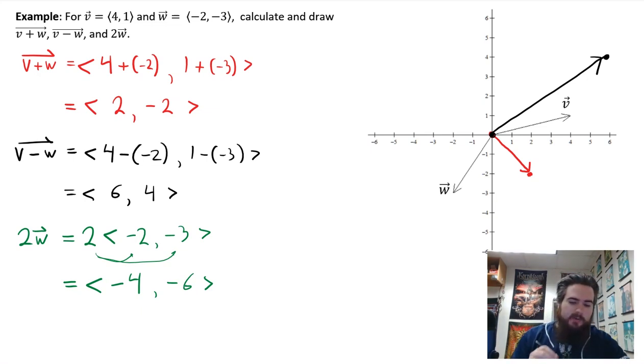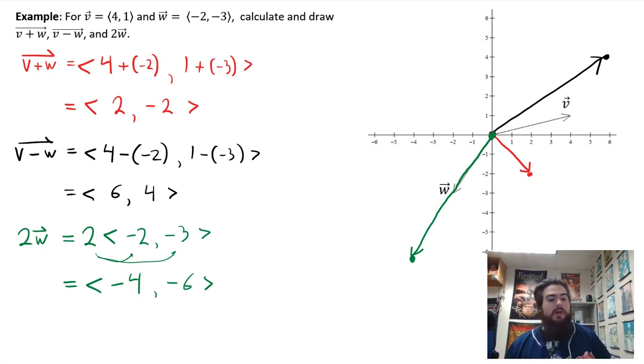Lastly, we have 2w. 2w is -4, -6, so that is going to end up down in quadrant 3 if I start from the origin. And you'll note that if I do make a vector starting at the origin and terminating at point -4, -6, that is going to go along w and simply extend beyond w to get to this point down here. That is what the scale of 2 is doing. It is elongating w, but it's still going in the same direction.